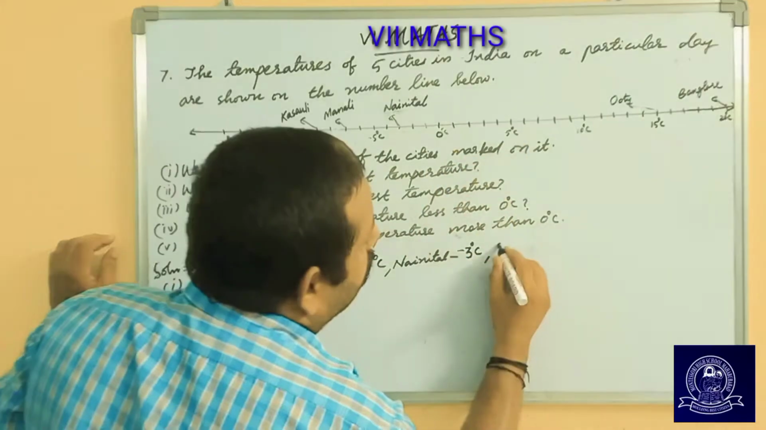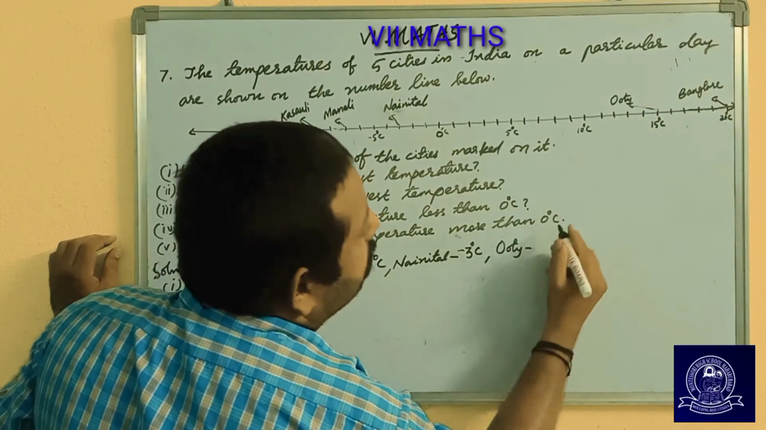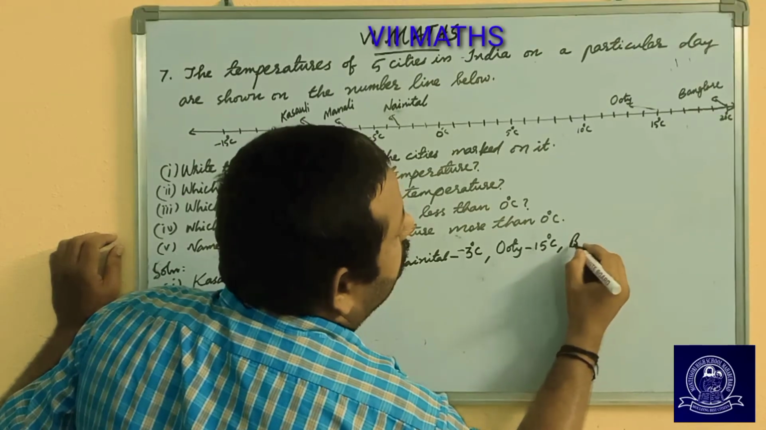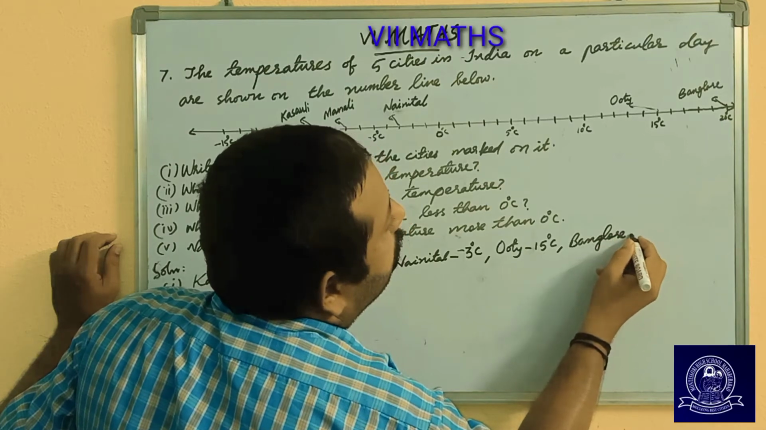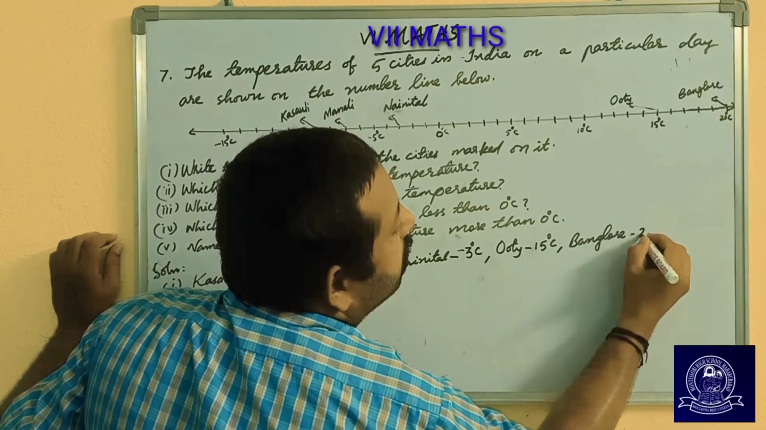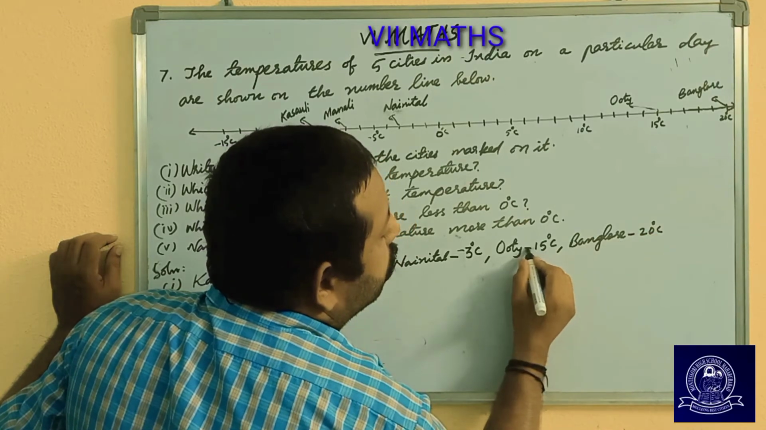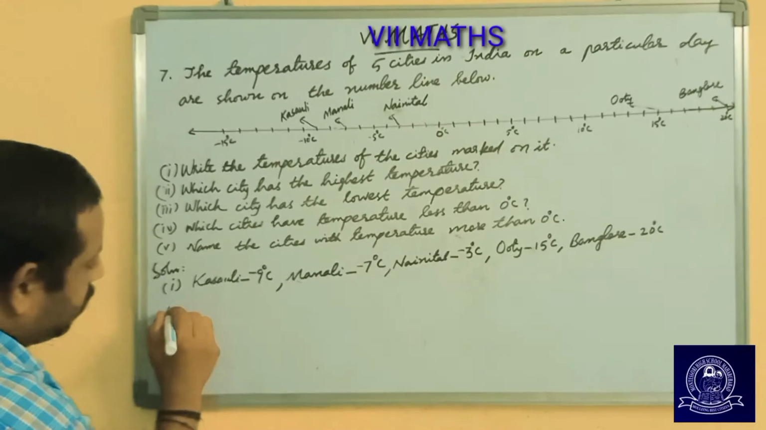Next place, Ooty. What is the temperature? Exactly it is marked 15 degrees Celsius. Next place, Bangalore. 20 degrees Celsius. Okay, this is not minus, this is a hyphen given there. Okay. Next, second question.